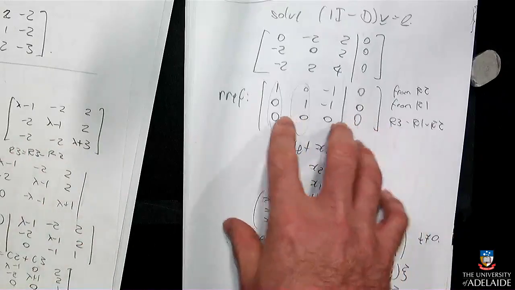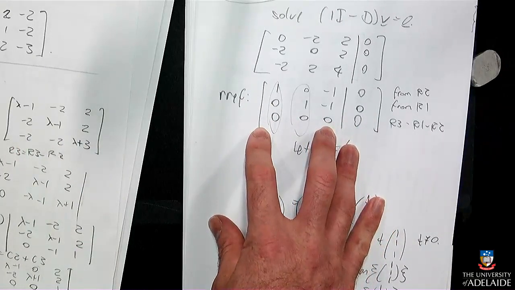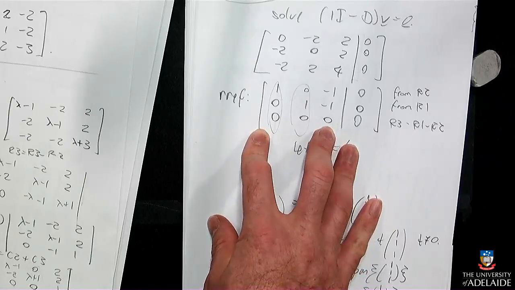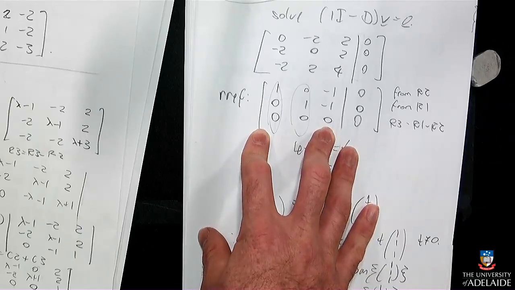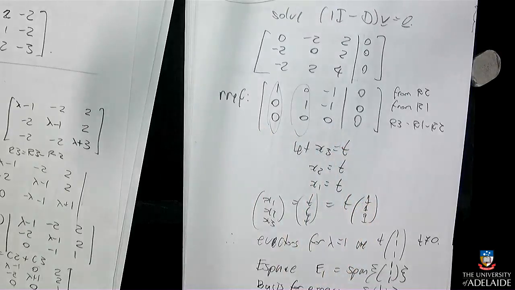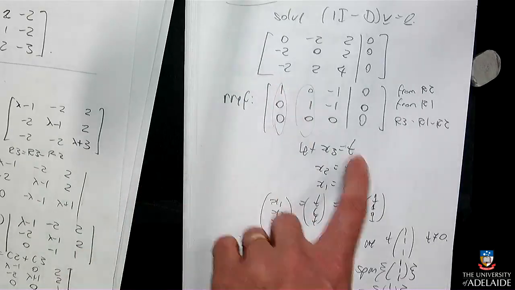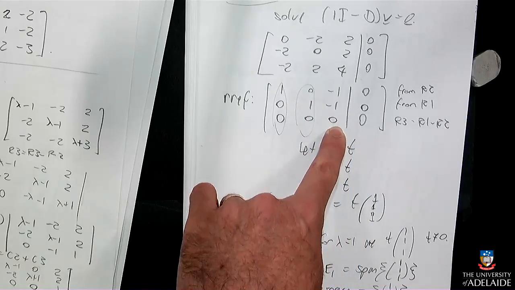If at this stage your RREF turned out to have 3 pivots, which means that the only solution is the 0 vector, then either that means you've done your row operations wrong, or it means your eigenvalue isn't actually an eigenvalue. Because if it was an eigenvalue, there would be a non-zero answer for your V. So if here you get no free variables at this stage, you have definitely done something wrong.